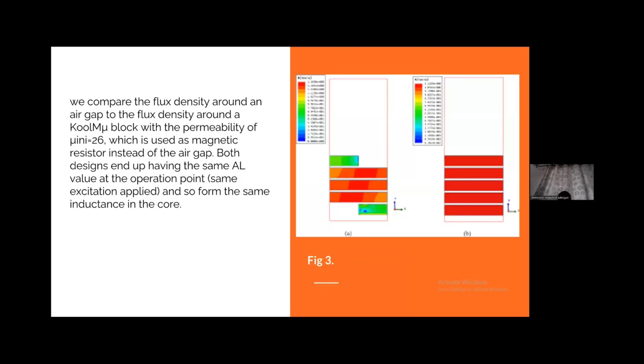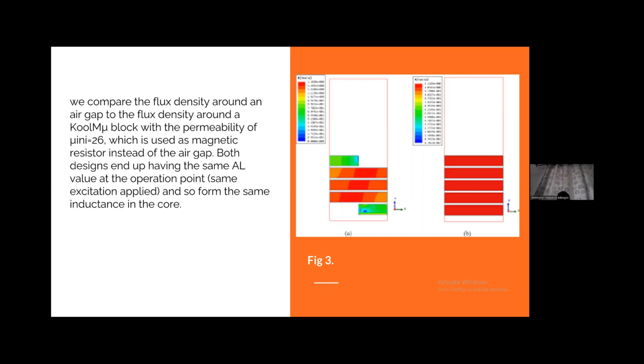We compare the flux density around an air gap to the flux density around a cool MU block with a permeability of mu initial equal to 26, which is used as a magnetic resistor instead of the air gap. So this is employed in replacement of the air gap.